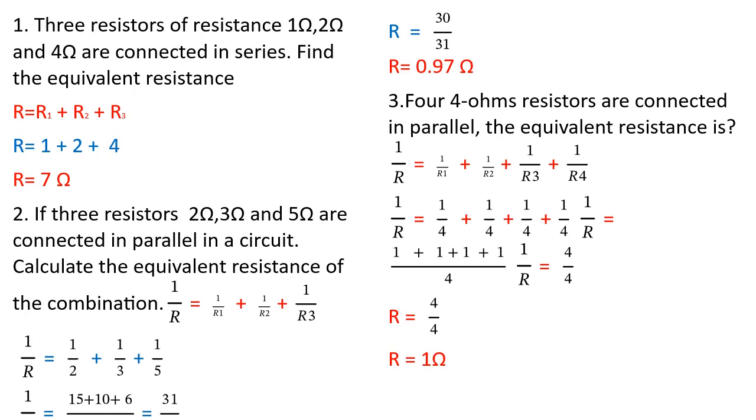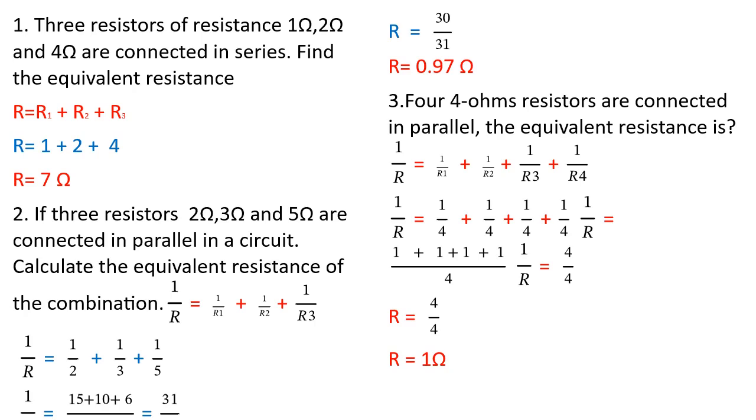Now let's solve questions on resistance in parallel and resistance in series. Example 1. Three resistors of resistance 1 ohm, 2 ohms, and 4 ohms are connected in series. Find the equivalent resistance. Since they are connected in series, you just simply add the three resistances.